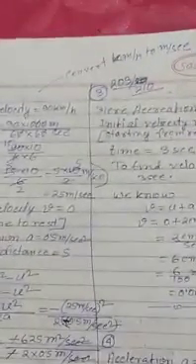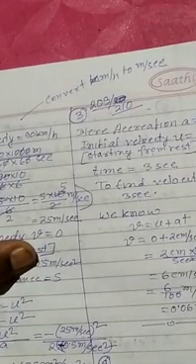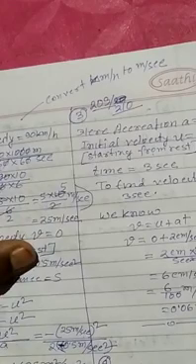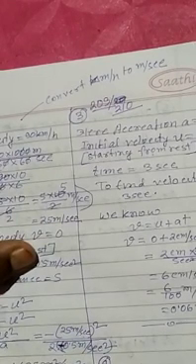Question number 3. Here acceleration is given. Initial velocity equal to 0. Time is 3 seconds. Find the velocity after 3 seconds. We know v equal to u plus at. From this we find the acceleration.